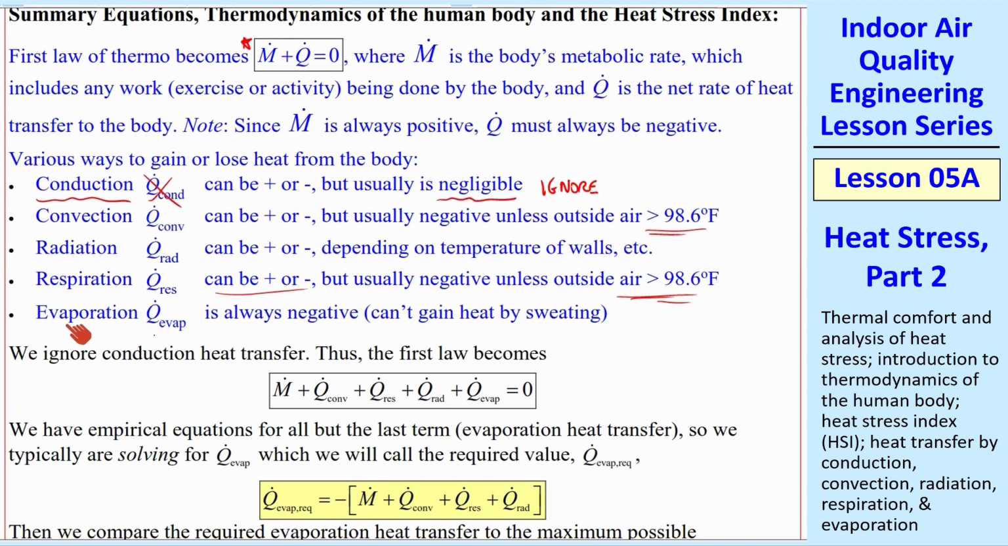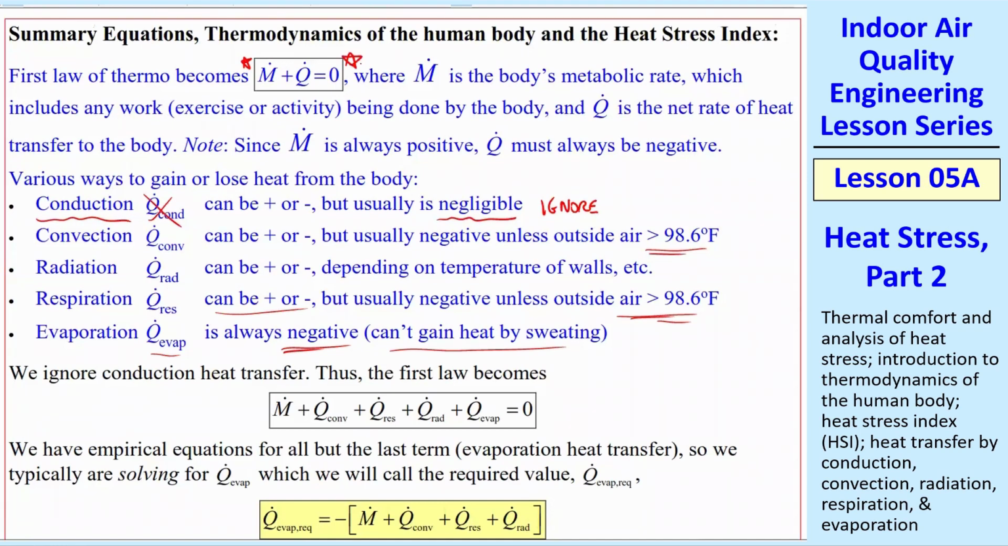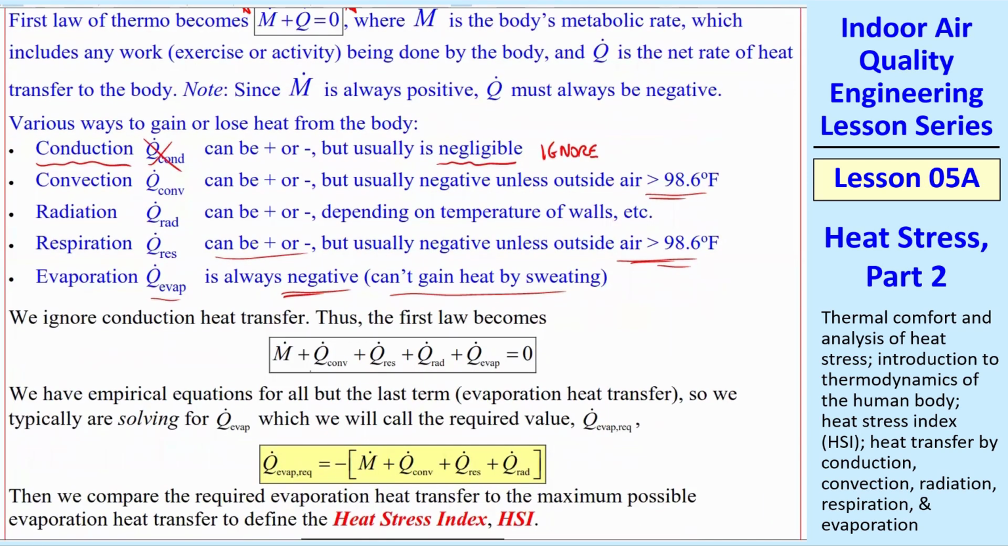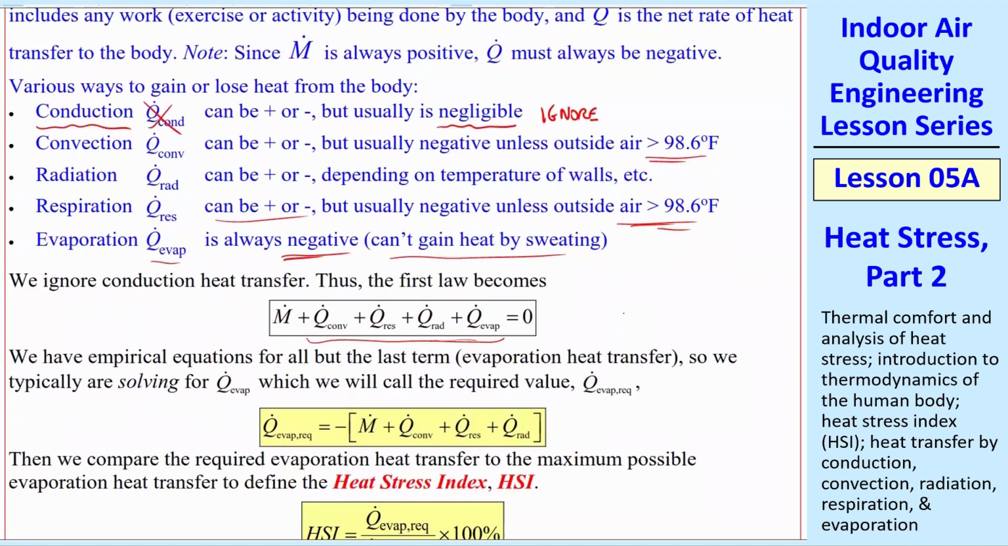So you're losing heat by breathing, just like you lose moisture by breathing. And then evaporation, this one's the exception to the rule here of being positive or negative. This one always has to be negative because this is due to sweating, and you can't gain any heat by sweating. You can only lose heat. It cools you off when you sweat. So if we ignore conduction, the first law up here, m dot plus q dot, we just split the q into these four. So m dot plus q dot convection, q dot respiration, etc. equals 0.